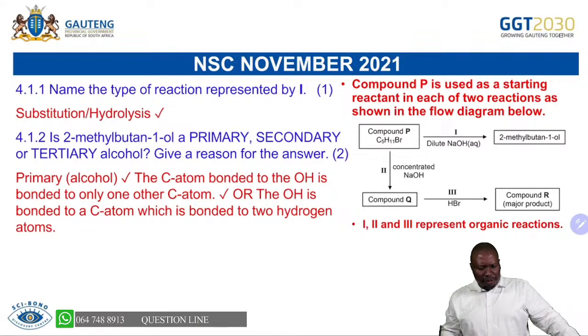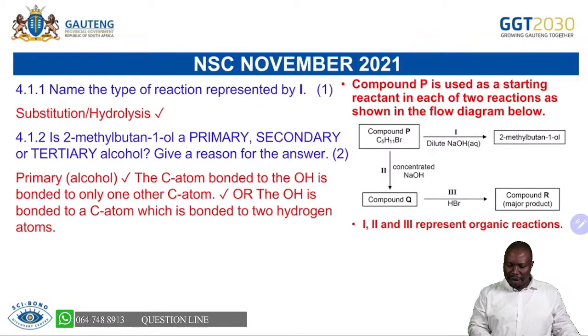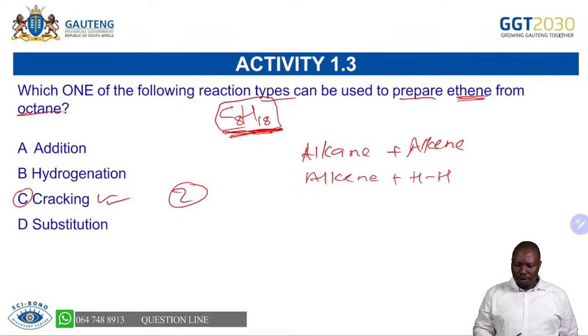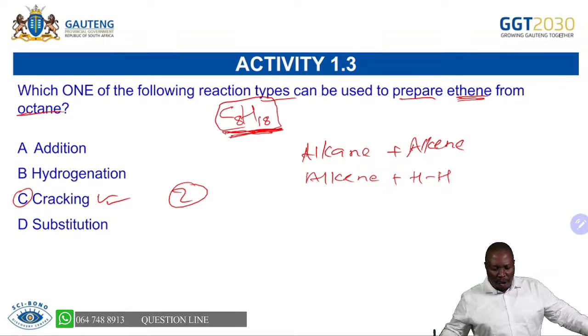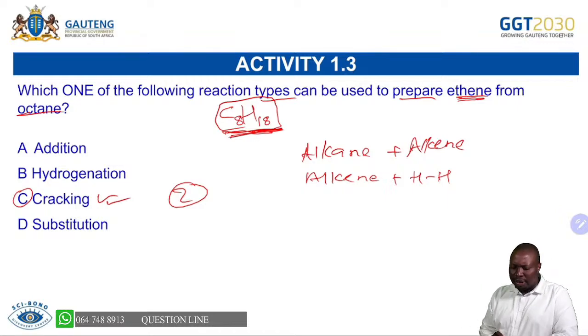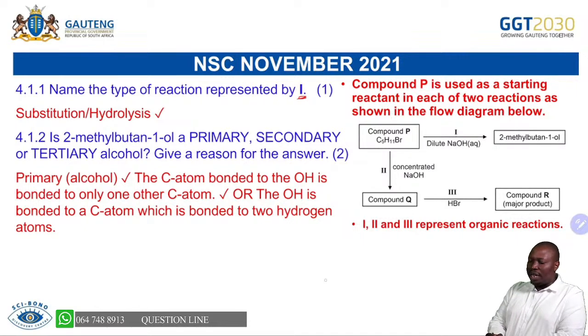Now, without any waste of time, I would like us to move to the next question, which is from the NSC 2021 question paper. The issue here was: name the type of reaction represented by reaction 1. This is your example, reaction 1. We're given compound P, which is used as a starting reactant in each of the reactions shown in the flow diagram.